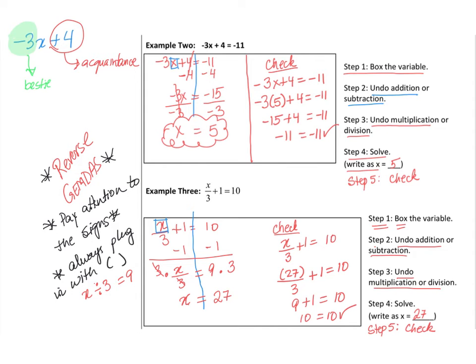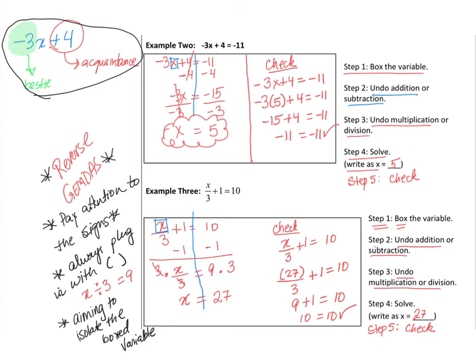And then finally, just remember that you are aiming to isolate the boxed variable. That is the big aim behind solving equations. You are aiming to get the boxed variable isolated. And just going back to my bestie and acquaintance example that's up here, we want to make sure we are getting rid of the acquaintance first before we get rid of the bestie. So just remember that we are doing that as well.